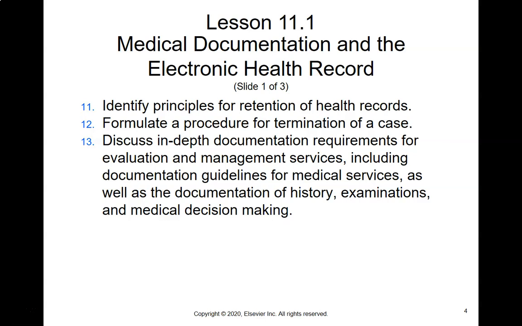And 13, discuss in-depth documentation requirements for evaluation and management services, including documentation guidelines for medical services, as well as the documentation of history, examinations, and medical decision-making.